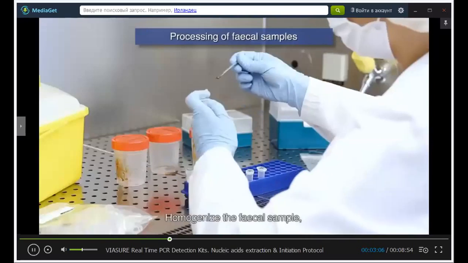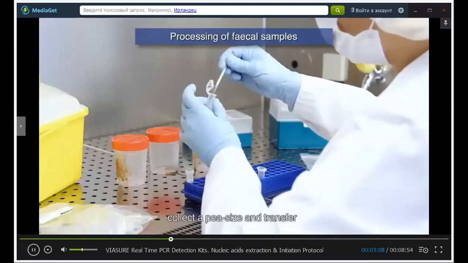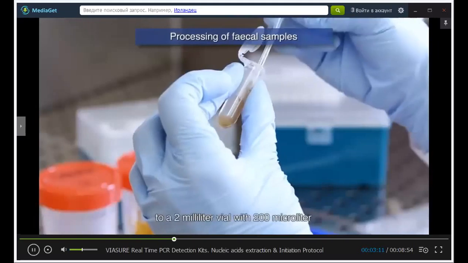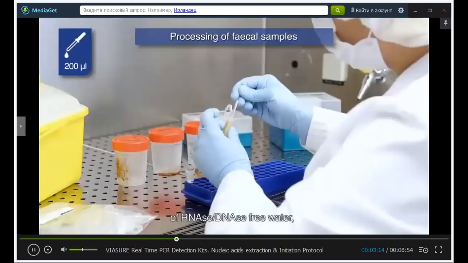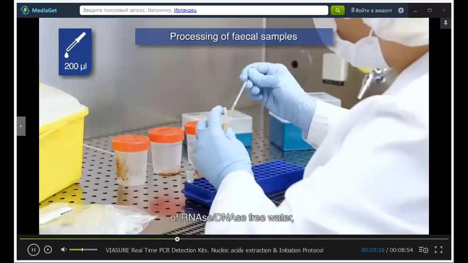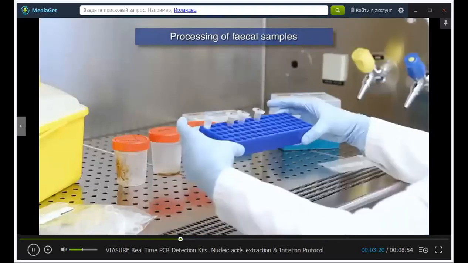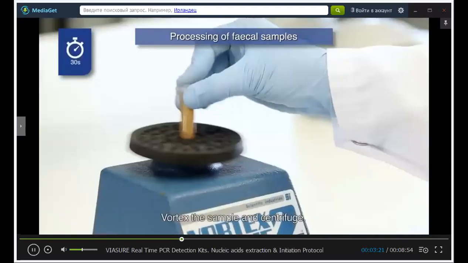Homogenize the fecal sample, collect a pea size, and transfer to a 2 milliliter vial with 200 microliter of RNase-free, DNase-free water, PBS, or physiological serum. Vortex the sample and centrifuge.